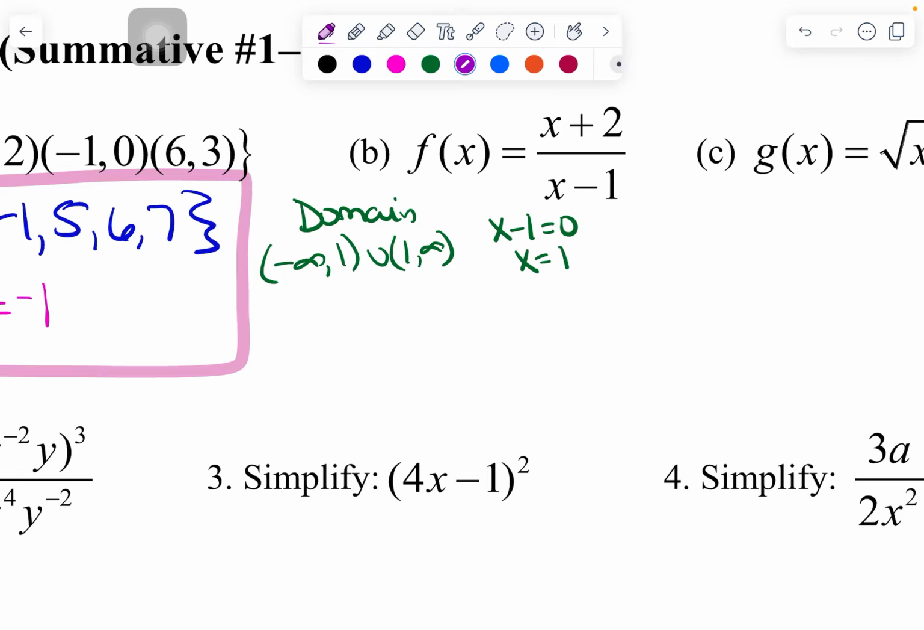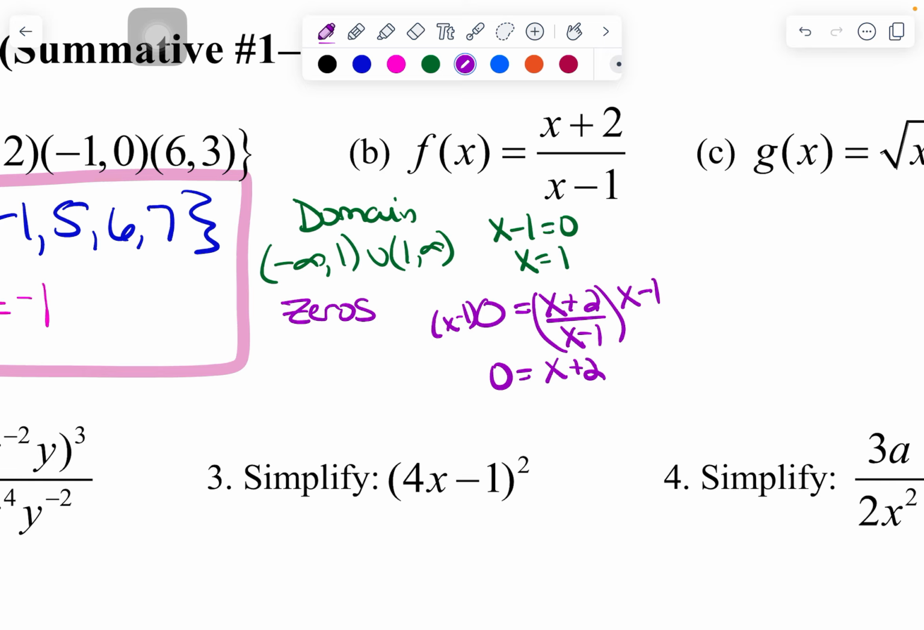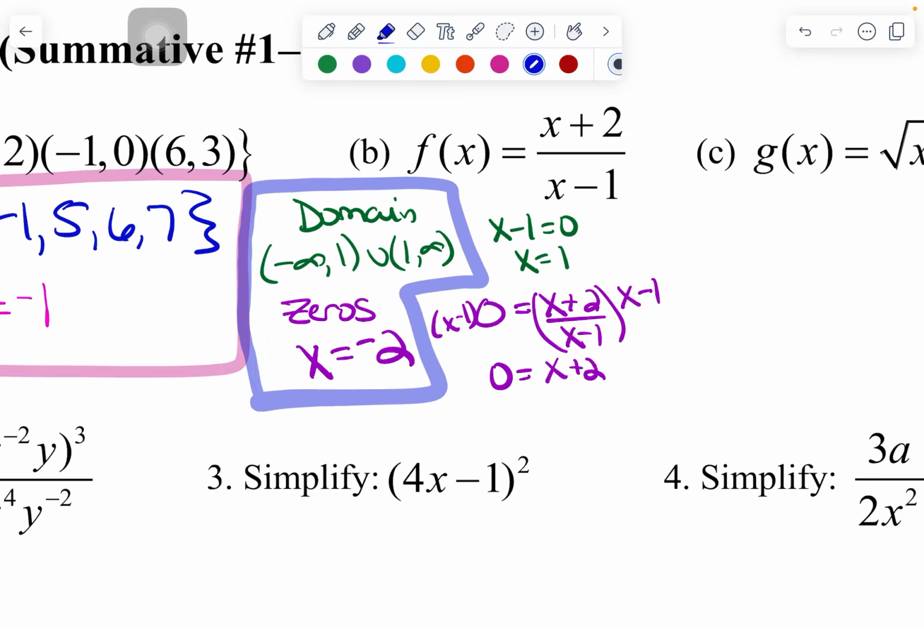Can't have that. Let's do zero this time. So my zeros, or zero, singular, is where the function is equal to, whoops, make the equal sign. All right, where the function is equal to 0. So I'm going to go ahead and multiply by x minus 1, multiply by x minus 1. 0 is equal to x plus 2. So my zero is going to be x equals -2. That equal sign looks terribly close to the negative. All right, so domain here and my zeros.